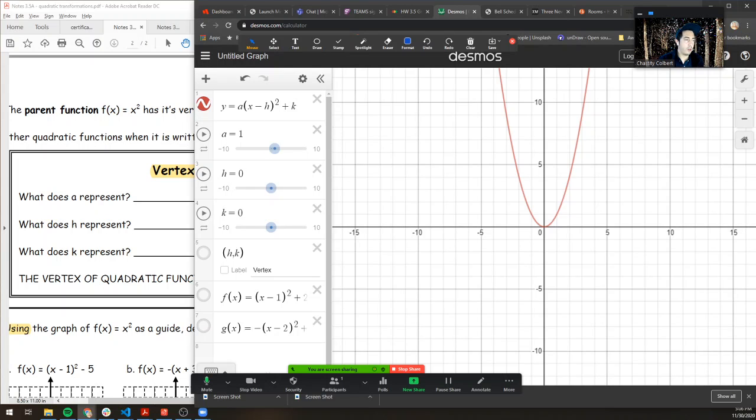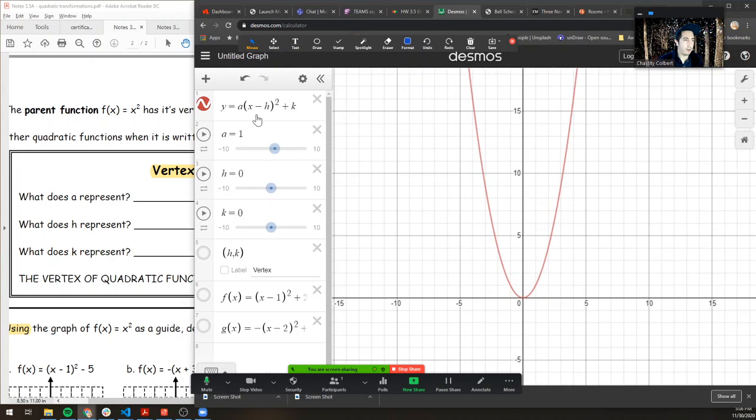So here we have, in red, our normal parent function, but now I have it written in this vertex form, x minus h, k, where h here is 0 and k is 0, because the vertex of the parent form is at the origin. So look at what happened, and I encourage you to graph this as well.